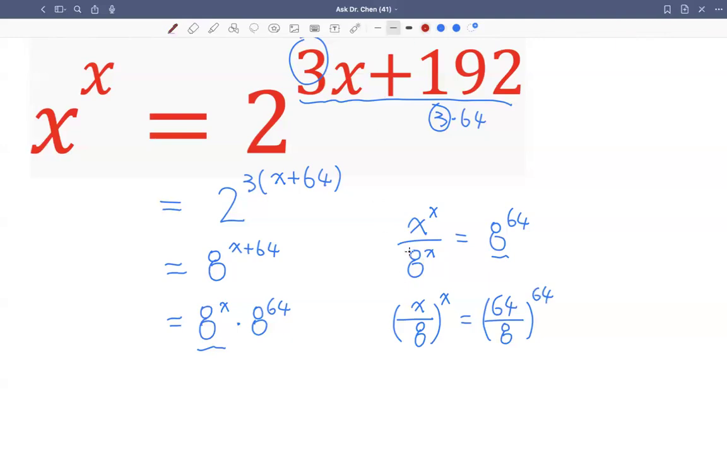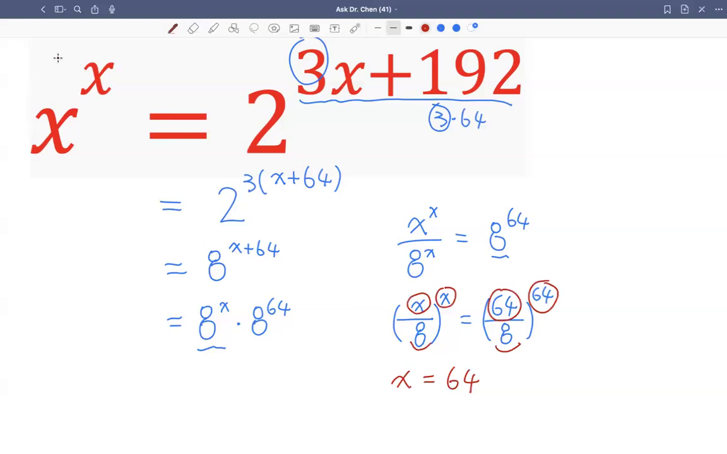Now, what's good about this? Now we see the pattern: the left-hand side and right-hand side can be matched up. The denominator is 8, denominator is 8. The numerator is x, the numerator is 64. Raised to x, raised to 64. So that tells us x equals 64.